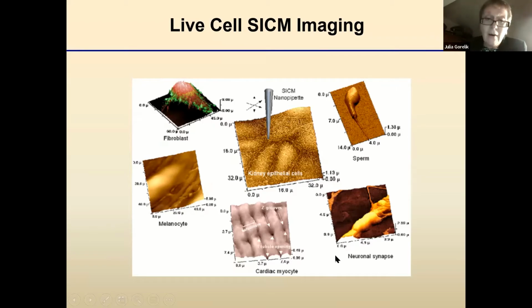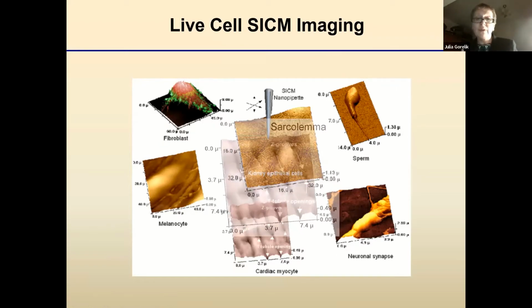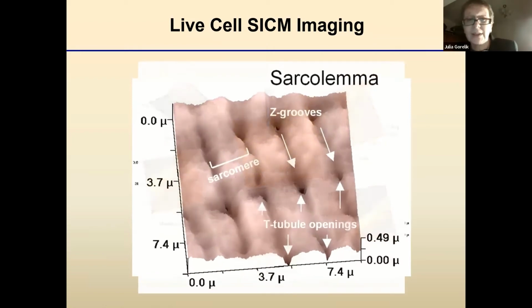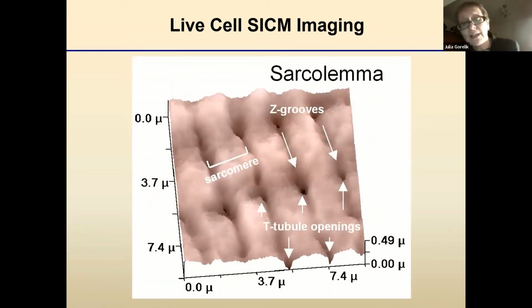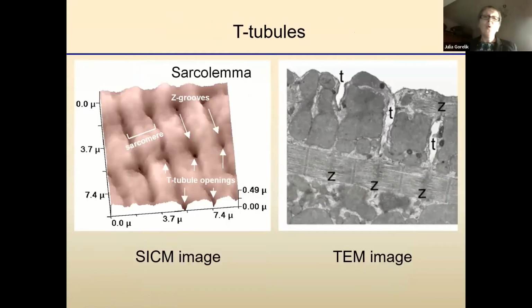But for me, it was very important to study my favorite cells, cardiomyocytes, because cardiomyocytes are very well-structured cells, especially the ventricular cardiomyocytes. They have T-tubule openings, the centers of excitation-contraction coupling, Z-grooves, and sarcomeric structures. When I started to work with cardiomyocytes, we compared the cardiomyocytes with TEM images, and we found that we can resolve this Z-groove and T-tubule openings.